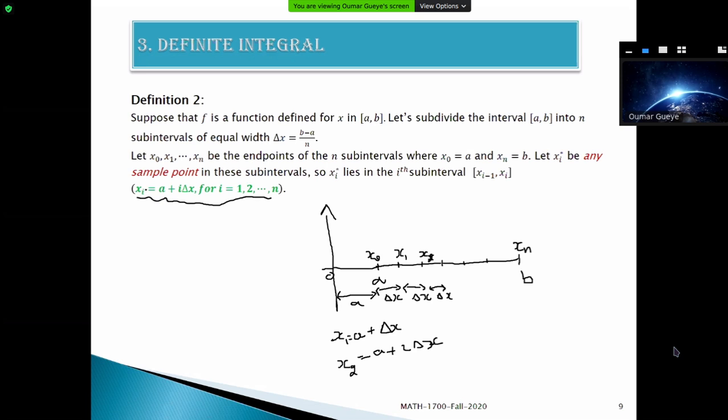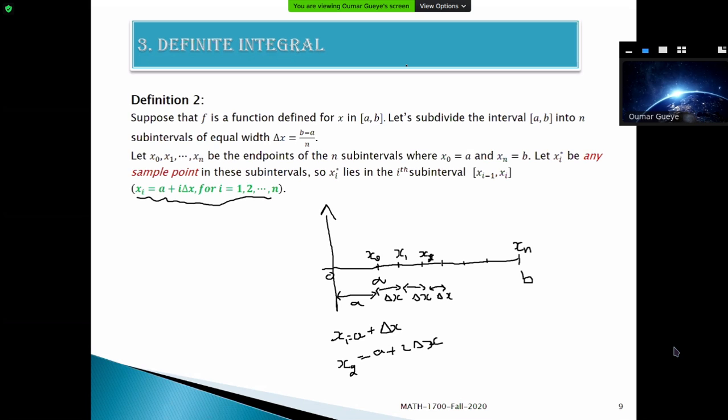So you can see here, when i equals 0, x is going to be exactly equal to a plus 0, which is a. Exactly what we said here. And when i equals 1, your x1 is going to be a plus delta x. When i equals 2, you get a plus 2 delta x, and so on. So up to here, this is similar to what we did last week.